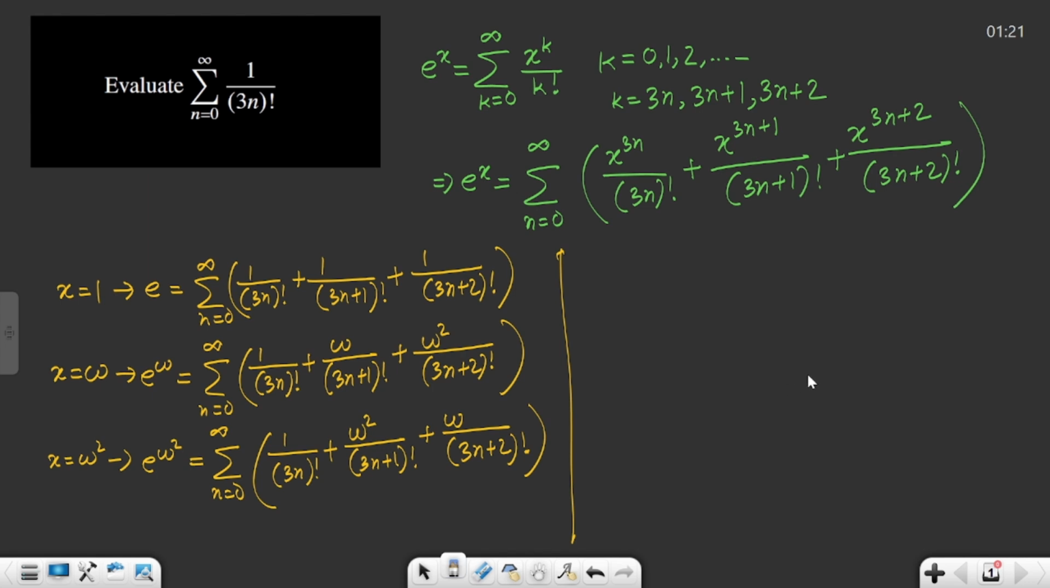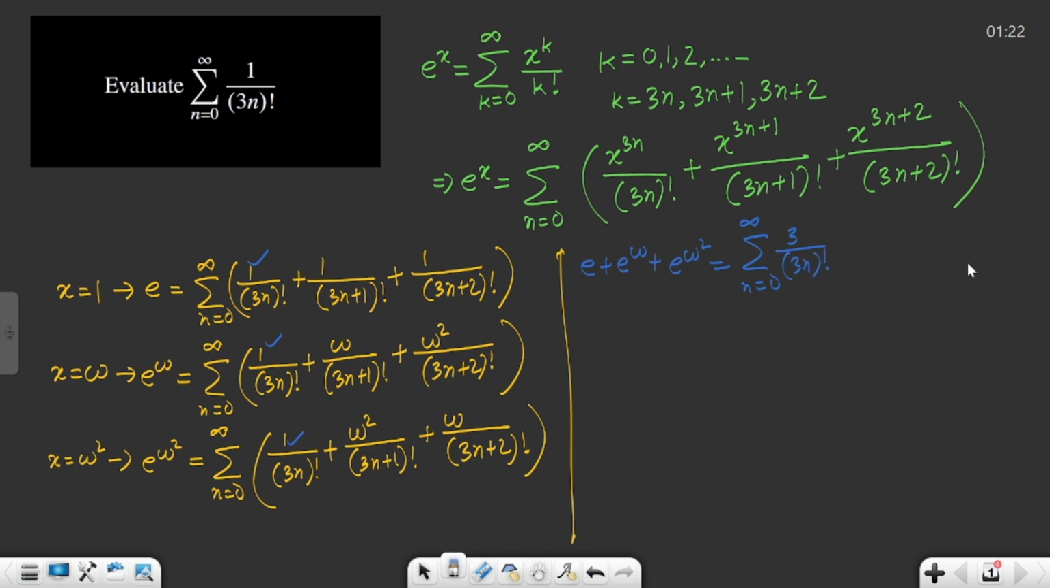Now, let us say that we will add all this. Okay, so we will get e plus e to the power omega plus e to the power omega square. So if we add all of those, what we will get? See here. Summation n equal to 0 to infinity. This thing is common for all, so you can take that common. That is summation common, okay? This 1 by 3n whole factorial, there are 3 times, right? So we will write 3 by 3n whole factorial.